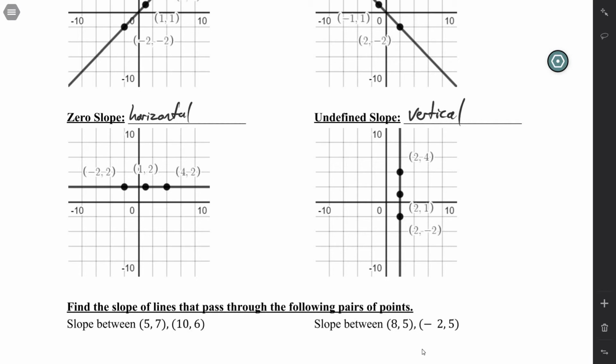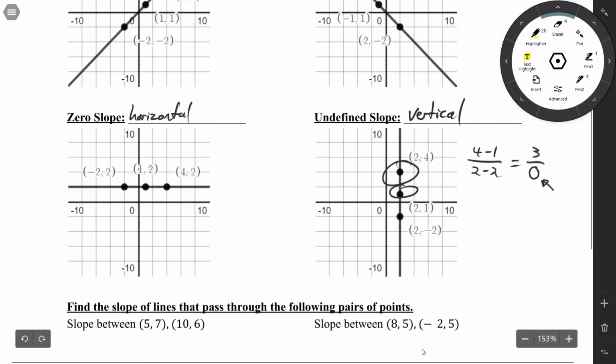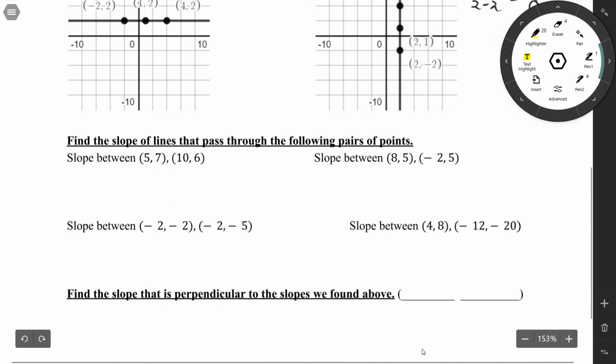Because if we're looking at change of y over change of x, well, let's take these two points, for example, (2, 1) and (2, 4). Well, the change in y between these two, you can do this either way. We'll do 4 minus 1, and that's over 2 minus 2. Well, that would simplify to 3 over 0, and we know that that's not good to have, a 0 in the denominator. So that's why it's undefined. We don't really know what that is. Some people consider it 0, some people consider it infinity. It's really undefined. So that's exactly what it is, undefined.